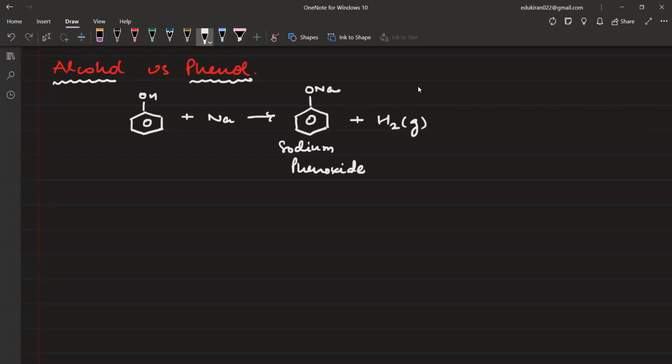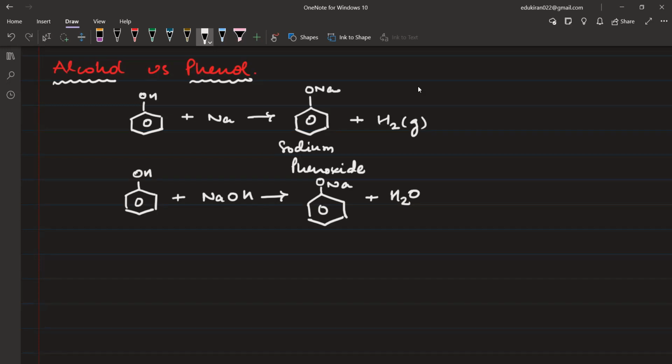Now, this also does a reaction with metal hydroxide, giving ONa, and it gives water. Okay? Imagine the same reaction with alcohol. ROH plus NaOH, it is going to give you RONa plus H2O. ठीक है?